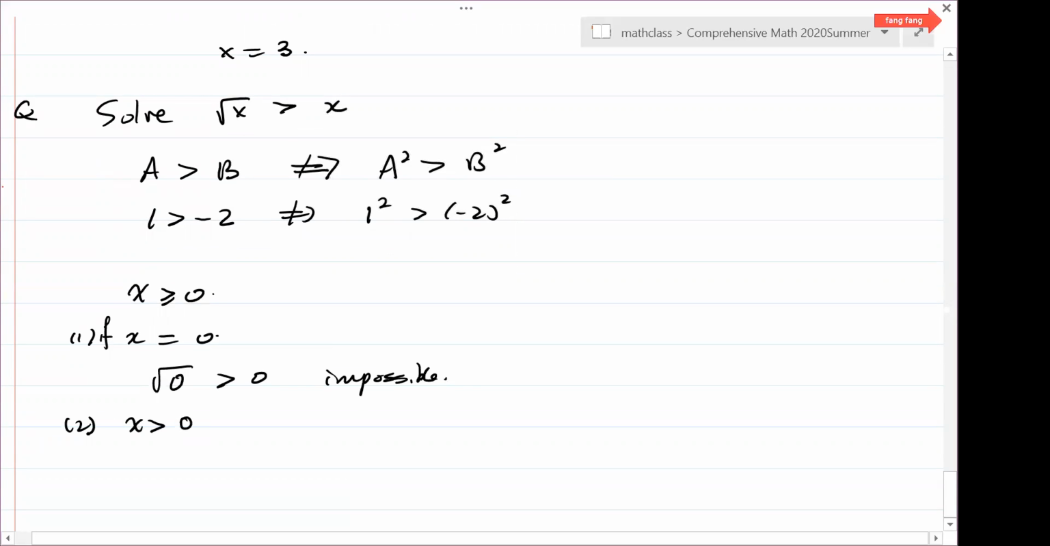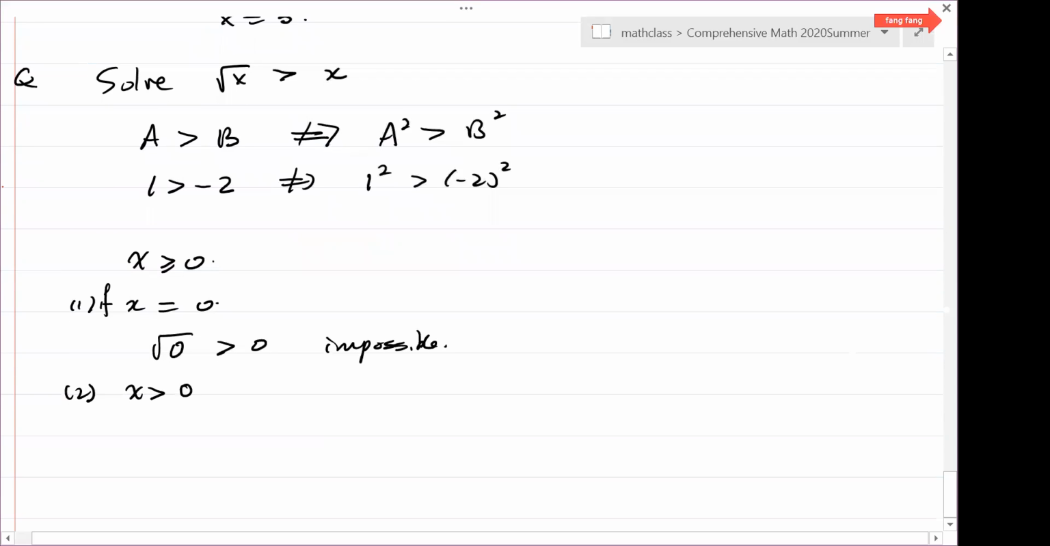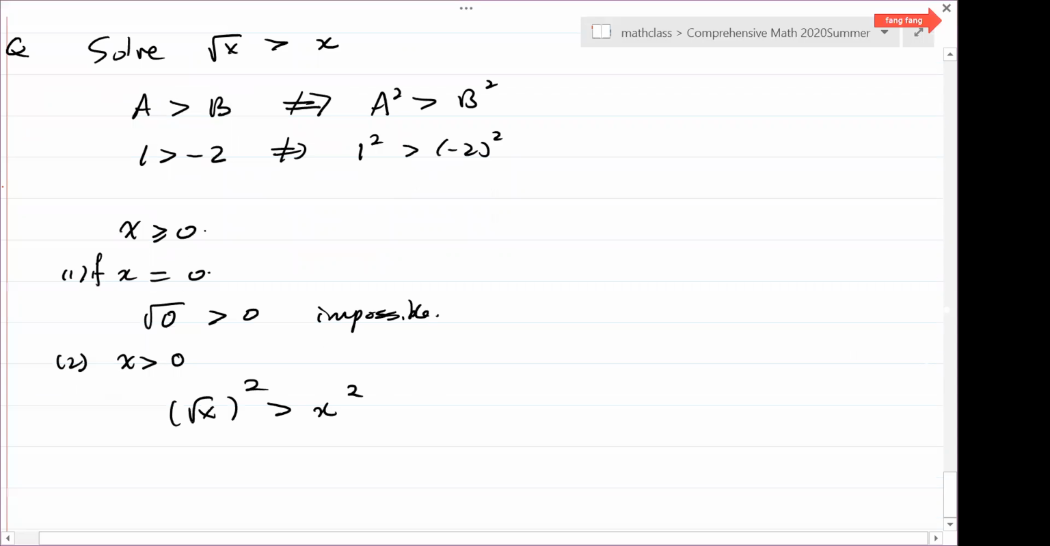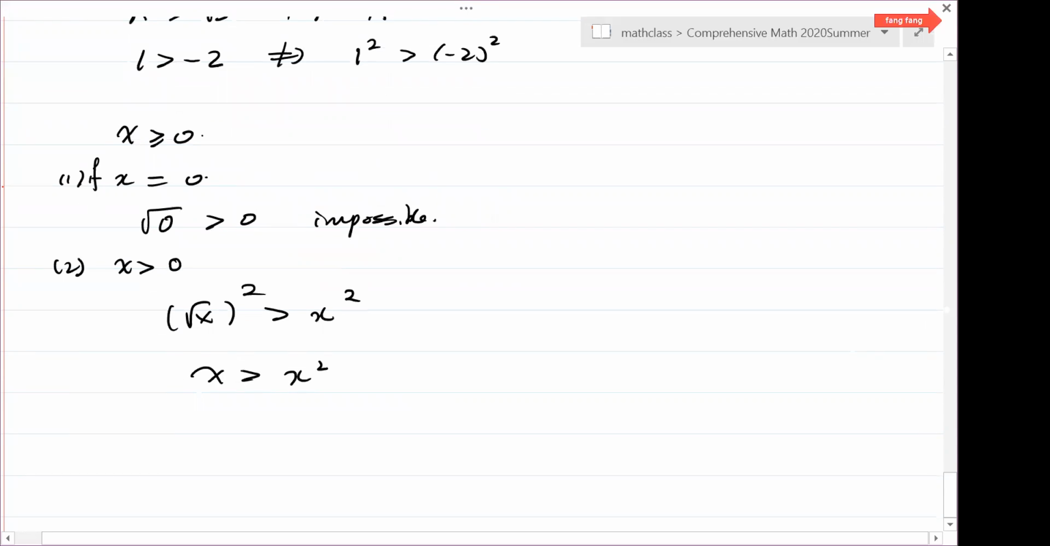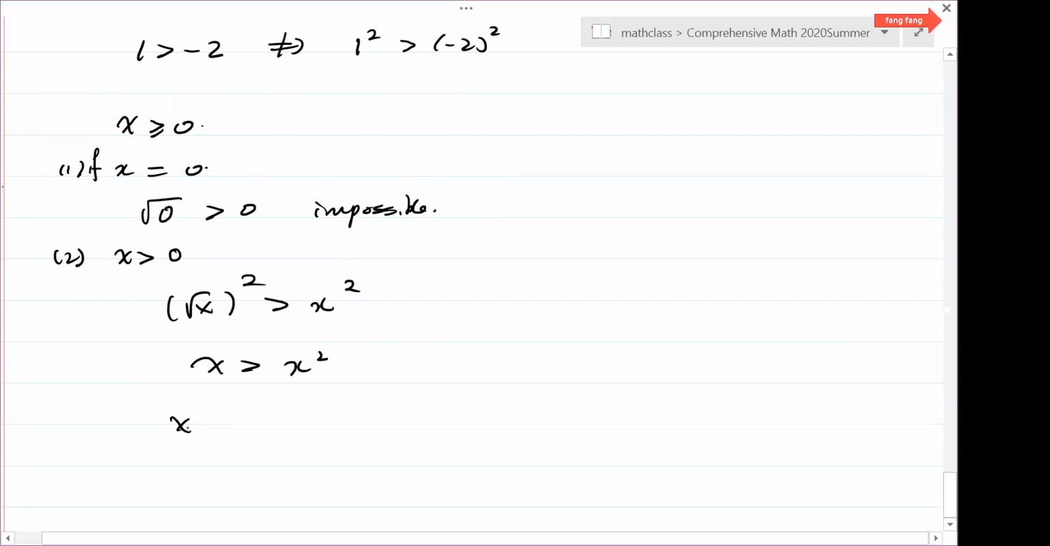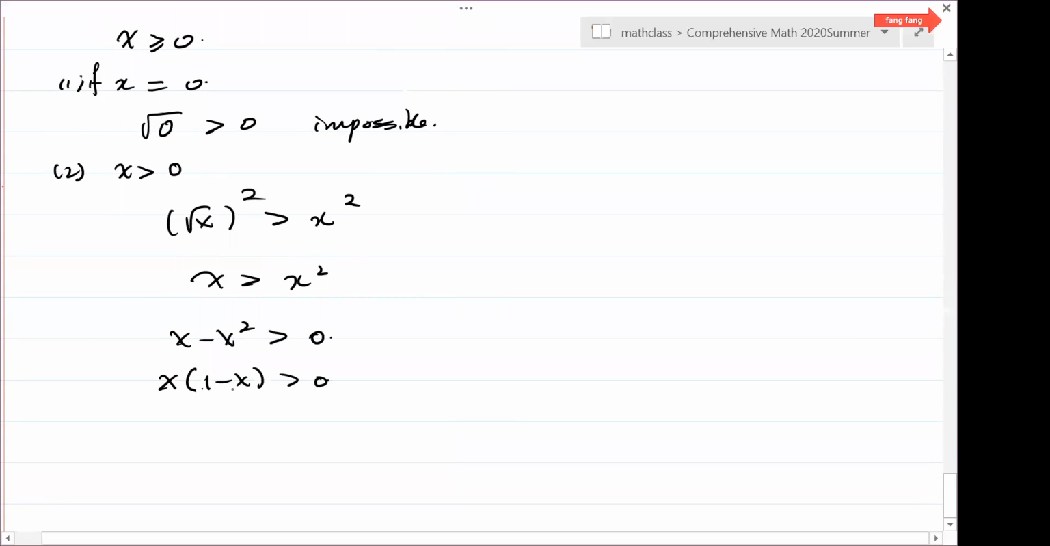If x is greater than 0, then you can square both sides. Then you can square it when it's positive. Then you get x greater than x squared. Okay. Now that's not good enough yet, right? So you can move x squared to the left. Then you take x out, right? So x times 1 minus x is greater than 0.